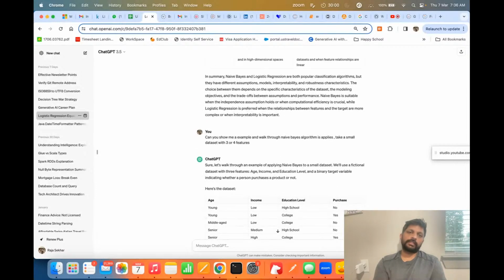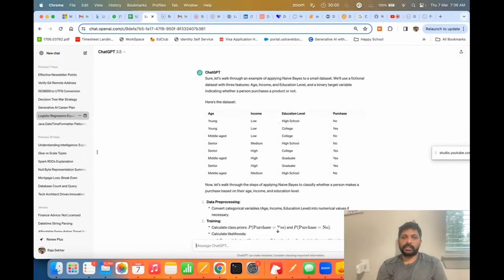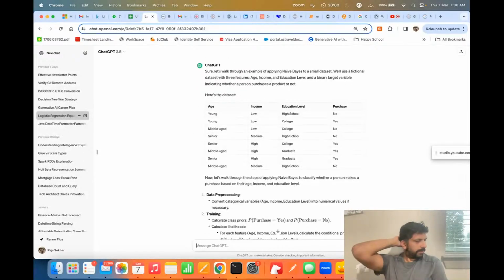This is nice, very nice. Looking at an example, applying naive Bayes to a small data set. We'll use a fictional data set with three features: age, income, education level, and a binary variable indicating whether a person purchases a product or not. Based on age, income, and education level, whether he will purchase a product or not. The product is unknown, but it's a good generalization, saying it could be applied for any product.